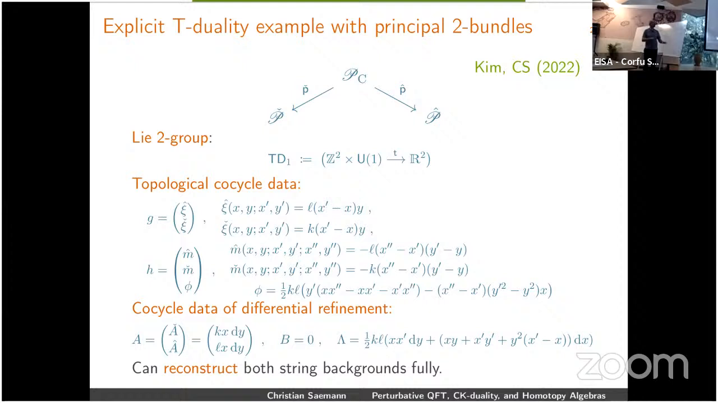So you have a theory up here, a mother theory, and you have theories here and here. The examples that we know that work in this way, for example, the principal chiral model, you have some gauged version of that, and then you have a T-dual version of that. And you have these pictures.